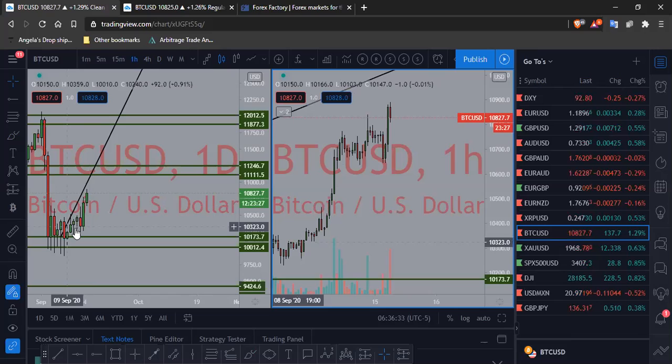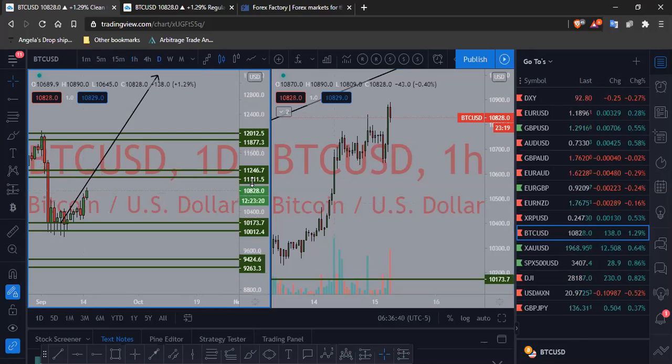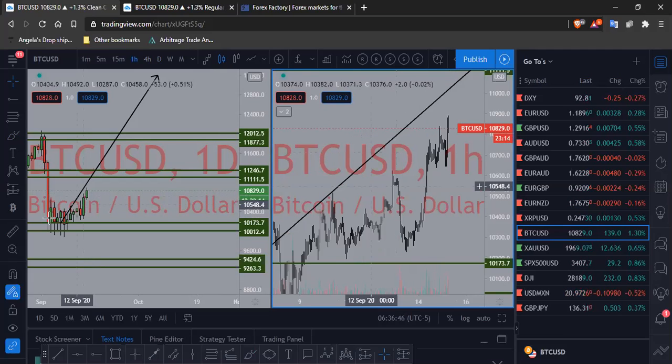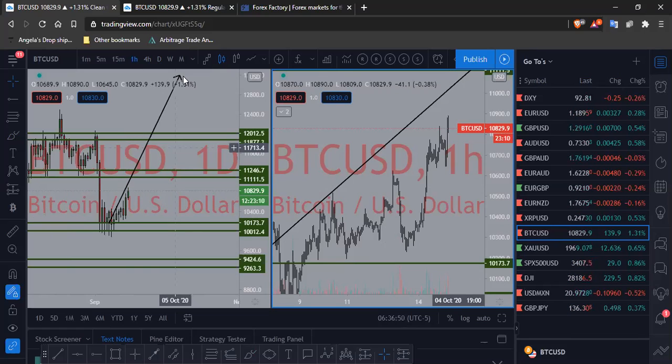Should have got in right here. I don't know why I didn't, but hey, it is what it is. Sometimes you play yourself, right? Sometimes you're like, yeah, I'll get in later, and then you just forget, and then price ends up going your way. And it was going sideways for a good amount of time. So, yeah, I like seeing this.